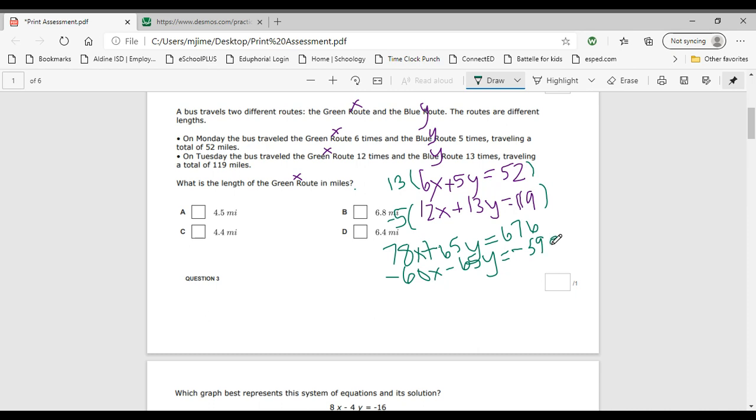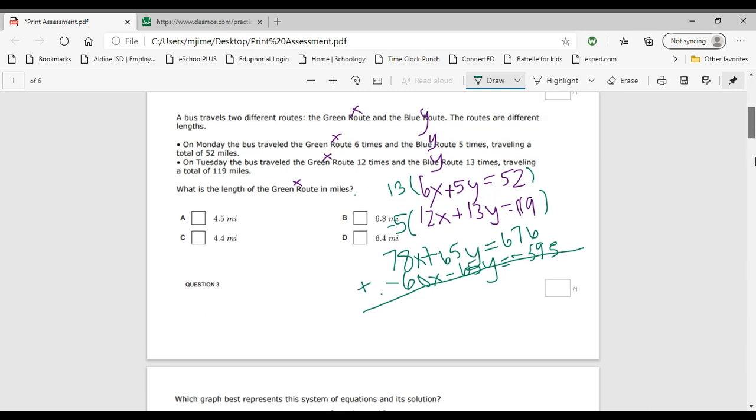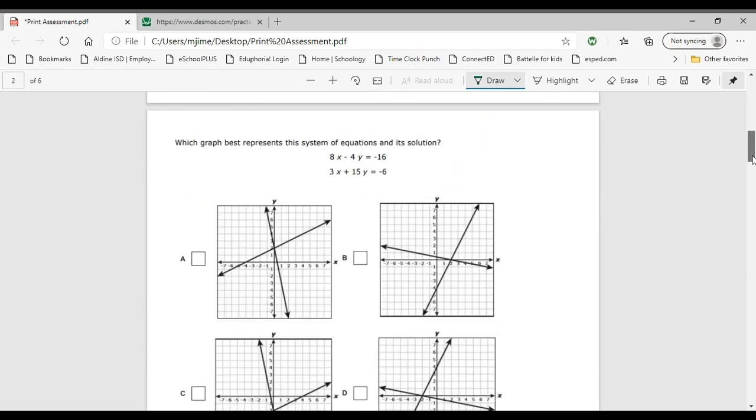Okay, you're going to add these two equations together so that you can eliminate the 65y, and then just 78 plus -60, 676 plus -595, and then you'll divide and you'll get your x. Alright, let's go to the next problem.